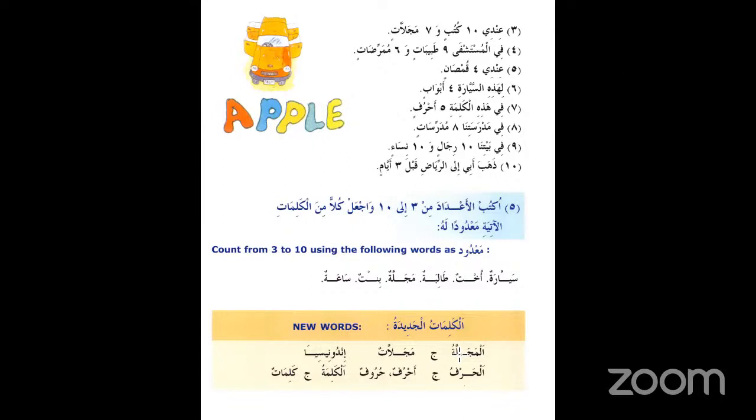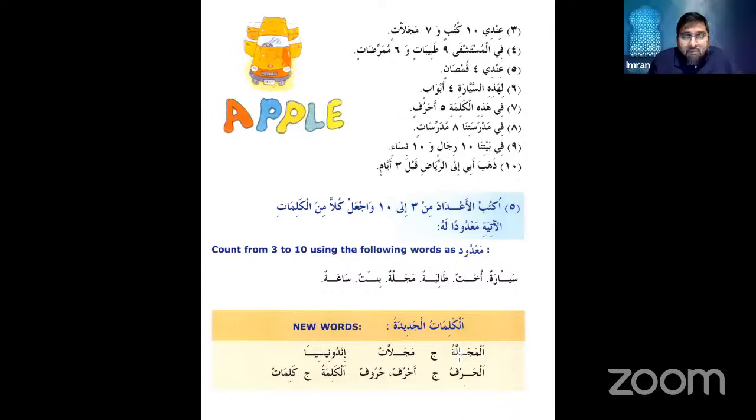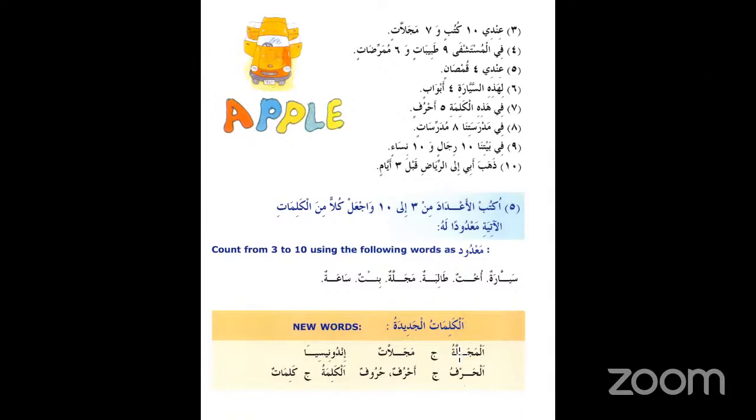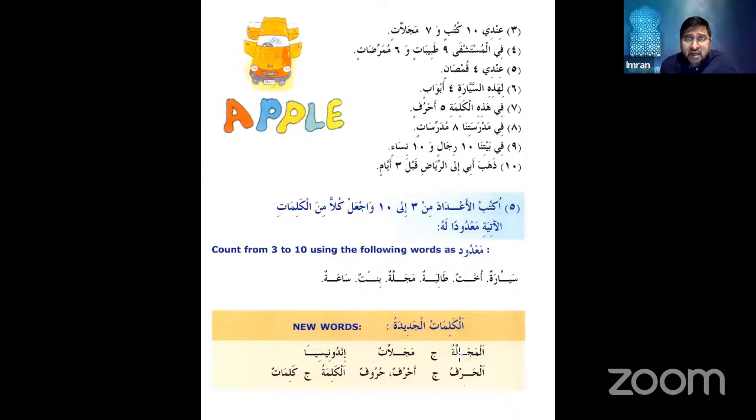لهذه السيارة أربع. No, أربع is masculine. أربعة. Yep. أبواب. Correct. في هذه السيارة 4 أبواب. Correct answer. أحسنتي. Very good.